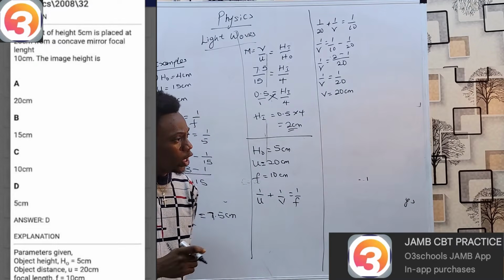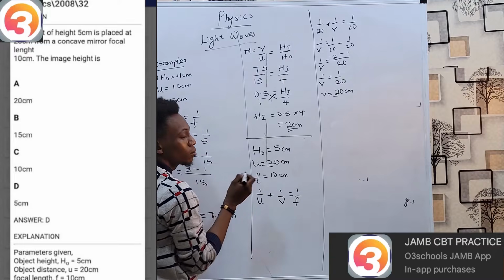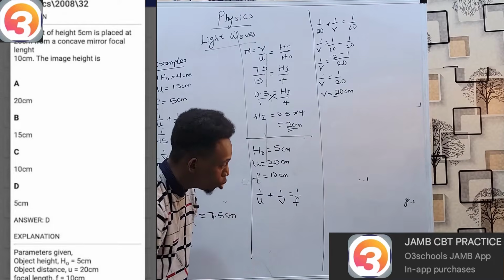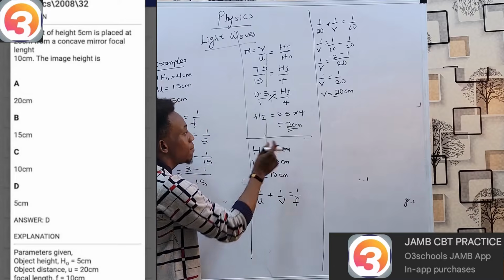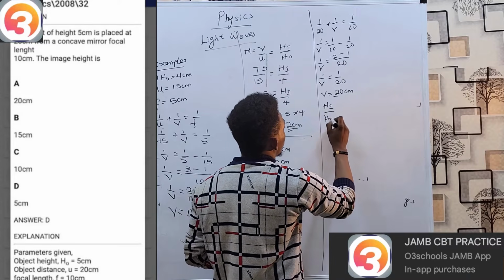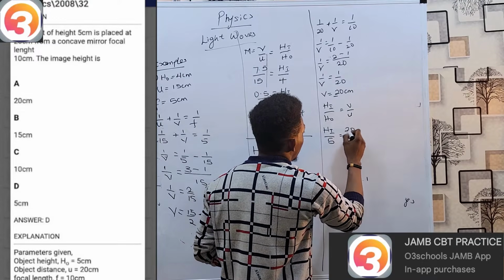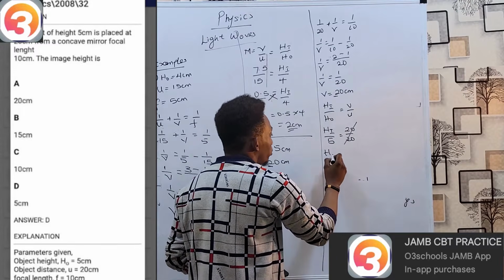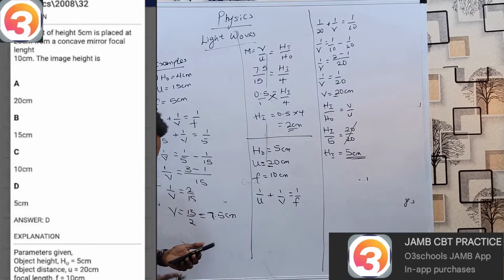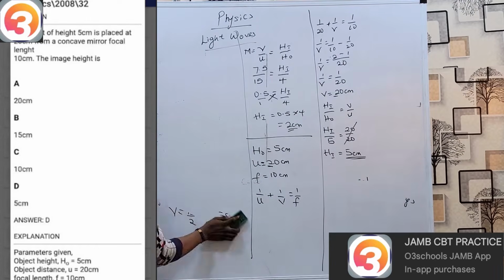And if you look at this question, even without proceeding further, you notice that your image distance equals the object distance. If image distance and object distance are equal, then image height and object height shall also be equal. So our answer therefore must be 5 centimeters. See? But if you want to proceed nonetheless, height of image over height of object equals v over u. So height of image over 5 equals 20 over 20. They both cancel out, so height of image equals 5. See? Very, very simple.